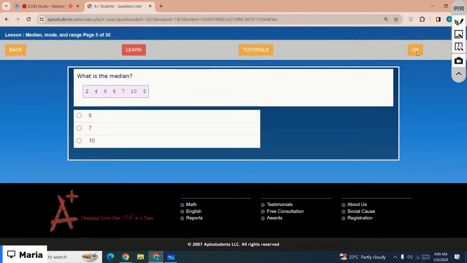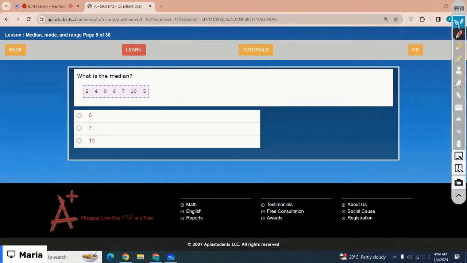For the median, you have to arrange the data from least to greatest. So let's just arrange the data from least to greatest so that we can find the median of the given data. So that is 2, 4, 5, 6, 7, 9, and 10, right? So which is the median? The 6 is the median that exactly divides the given data into two equal groups.